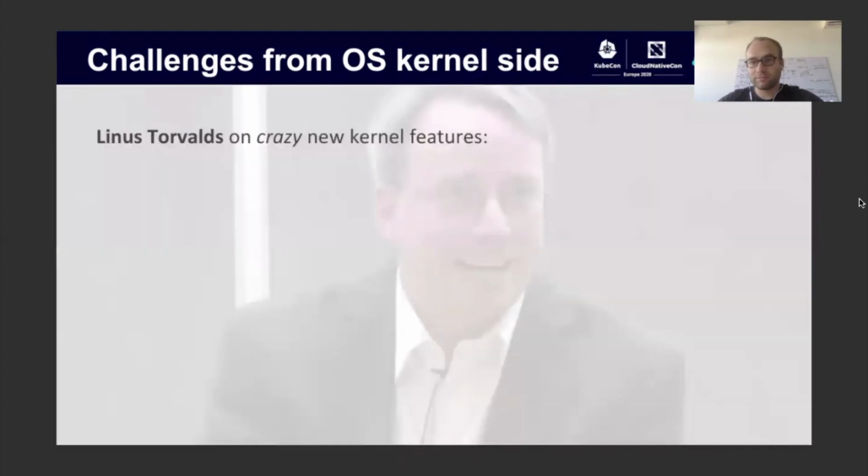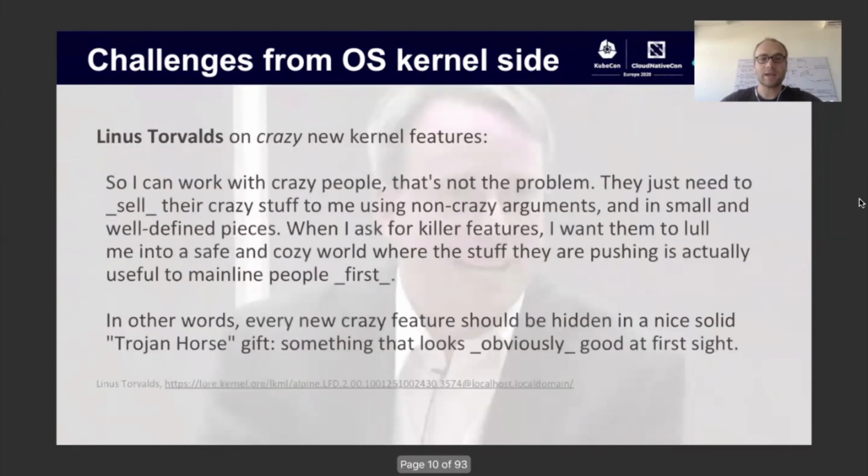And there's actually an interesting quote on that from Linus Torvalds on crazy new features for the kernel. He says he can work with crazy people, it's not a problem, but they need to sell their crazy stuff with non-crazy rational arguments in small, well-defined pieces. So when he's asking for killer features, he actually wants those developers to lock him into a safe and cozy world where the stuff that they are pushing is useful for core kernel developers first. In other words, those crazy features should be wrapped as a Trojan horse. They should look obviously good at first sight.